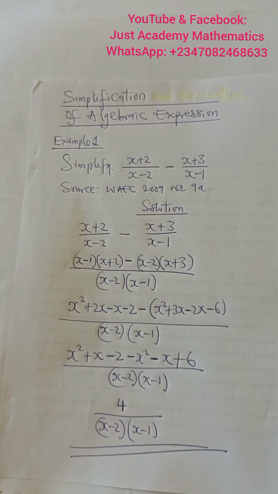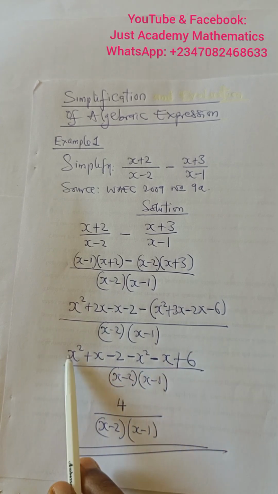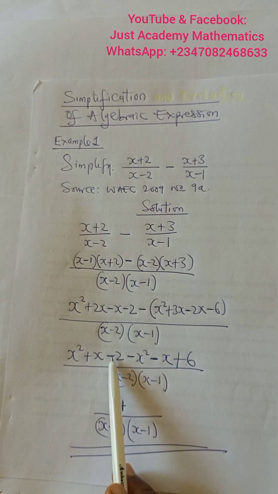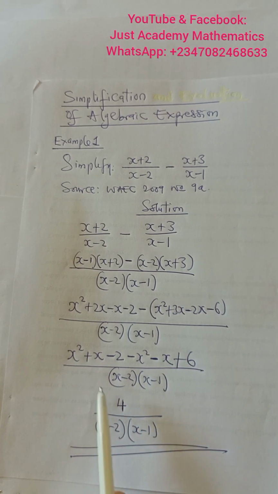Simplify as it is now. So this will cancel this because this is plus x minus x, 0. Plus x squared minus x squared, 0. Minus 2 plus 6 will give us plus 4 over this denominator. So it's already simplified. Let's see more.